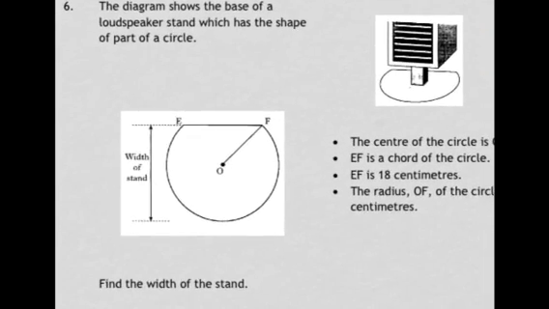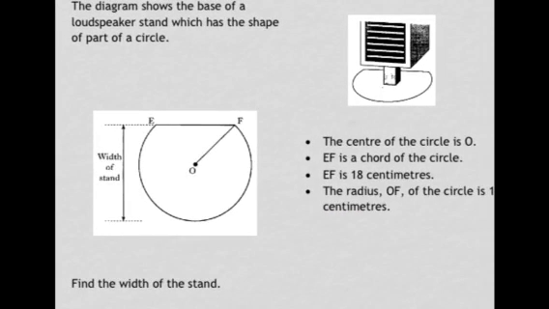Question 6. The diagram shows the base of a loudspeaker stand, which is shaped of a circle. Oops, sorry, let me just move that across. The centre is O, EF is a chord, and so on. We need to calculate the width of the stand. So we need to calculate this distance here.